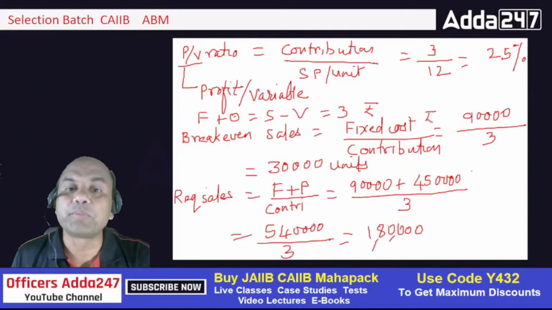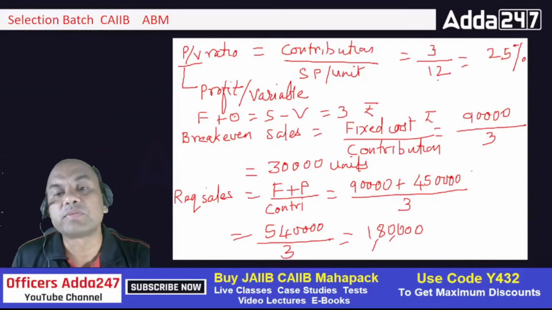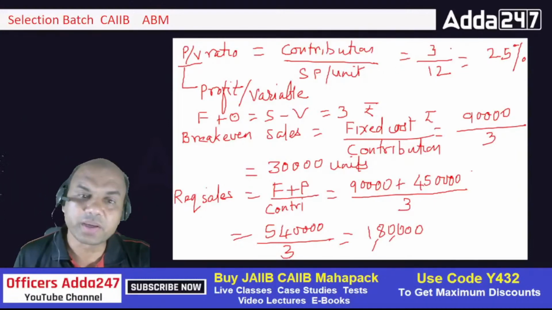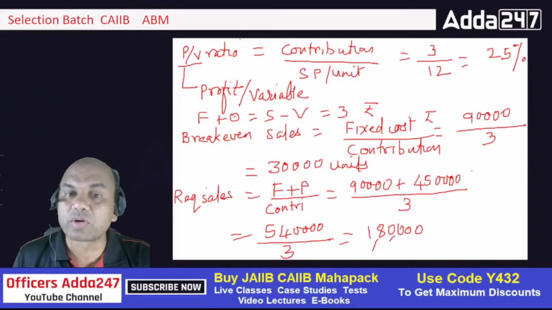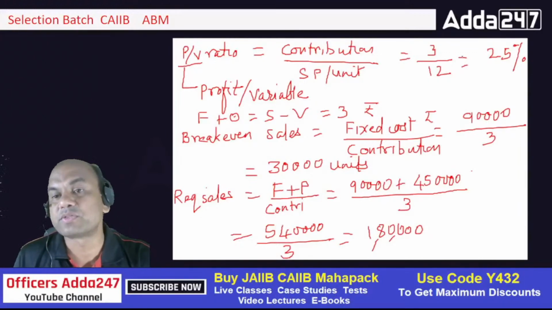So 3 upon selling price per unit is what? 12. So 3 upon 12. So that is 25%, 1/4, or you can call it 25% multiplied by 100. Okay. So PV ratio I've got it. Contribution upon selling price, that is 25%.